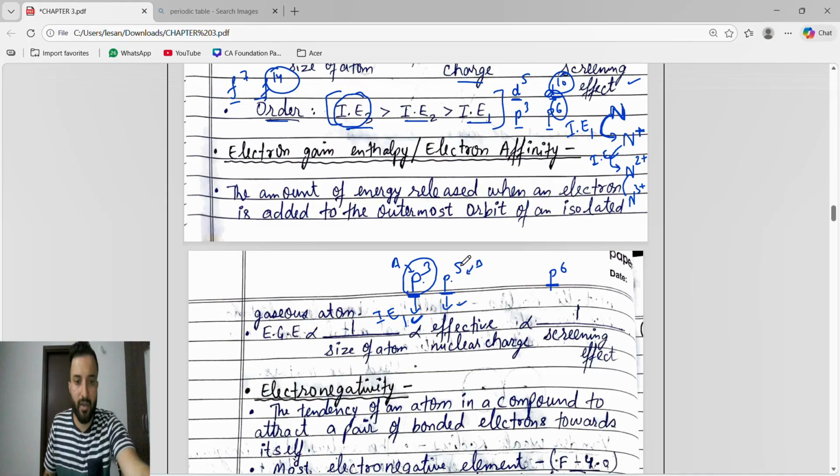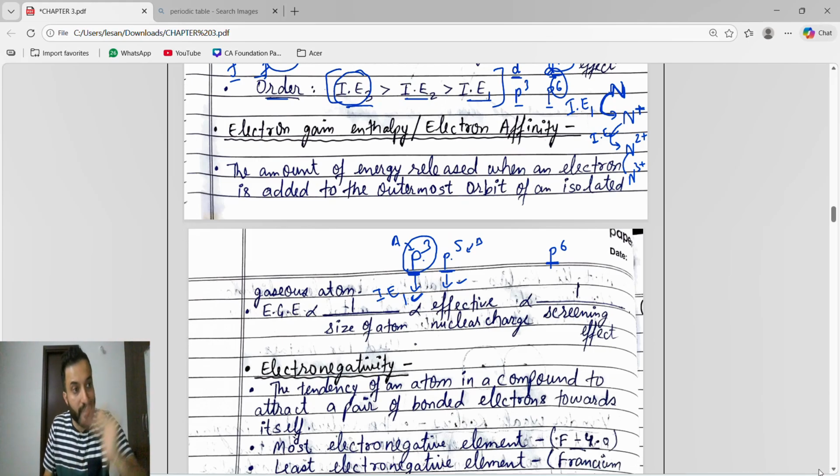Okay, fine. Now electron gain enthalpy or electron affinity. What is this? The amount of energy released when an electron is added to the outermost orbit of an isolated gaseous atom. So what will happen, guys? Here energy is released. When is energy released? When an electron is added to the outermost orbital.